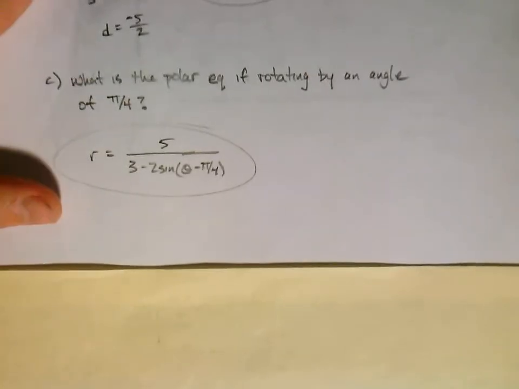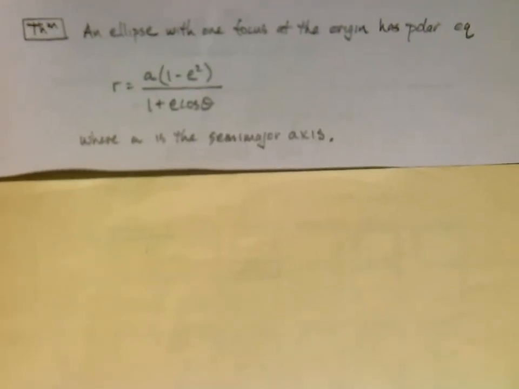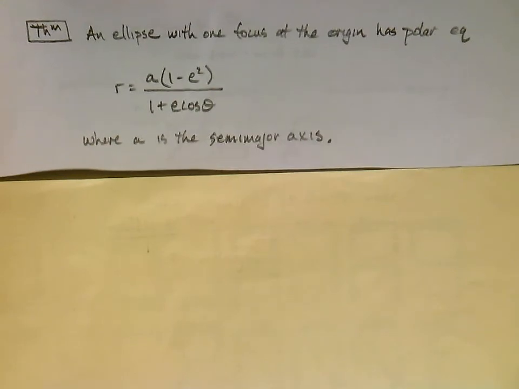So most of the questions you're going to see are this style. There's a couple at the end that are application based. We're just going to do one quickly here. This theorem says an ellipse with one focus at the origin has the polar equation r equals a times 1 minus e squared all over 1 plus e cosine theta.